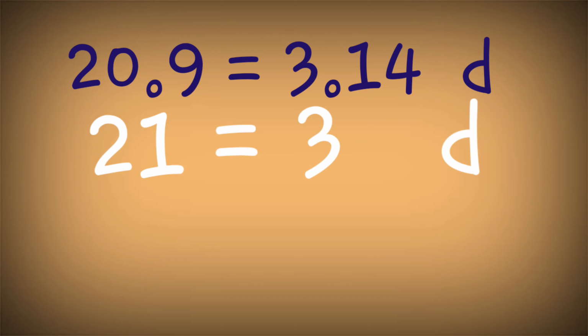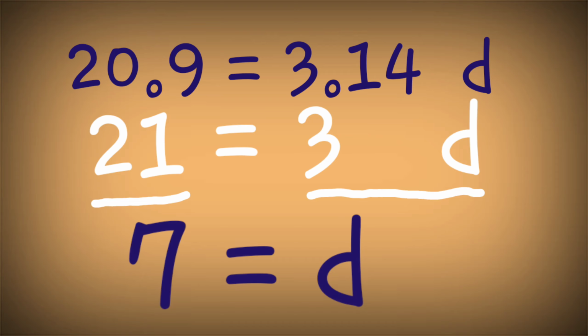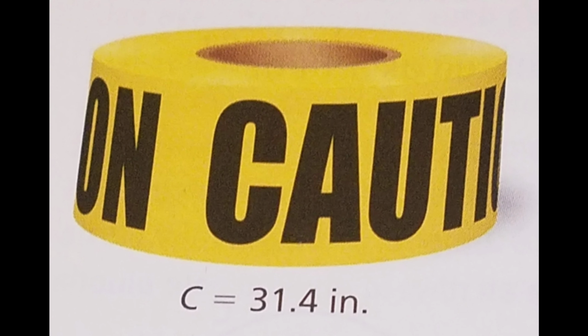Now all we have left to do is solve for the diameter. If we are multiplying d times 3, we have to do the opposite, which is dividing by 3. So we divide the right side by 3 and we divide the left side by 3. That leaves us with 7 equals d. We did it! We figured out that the new diameter of the tape is 7 inches.